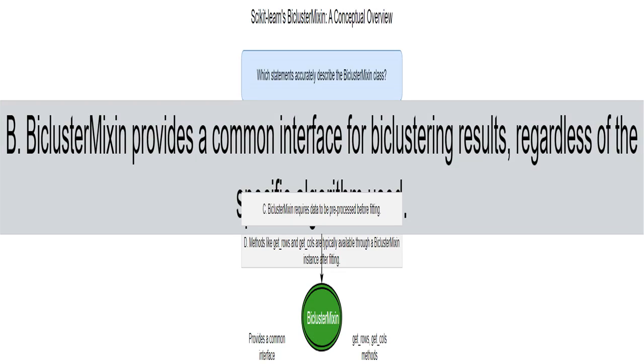This is a key function of BiclusterMixin. I like to think of it as a translator. Different biclustering algorithms might output results in slightly different formats, but BiclusterMixin provides a standard way to access those results, making the process consistent and simple.